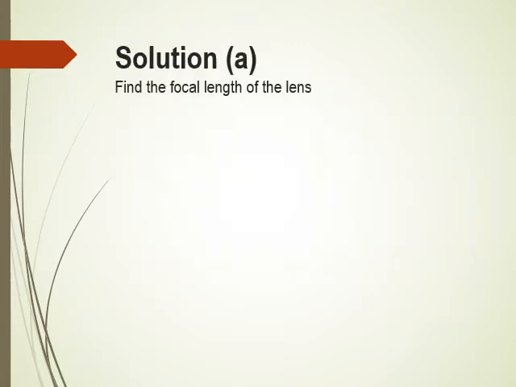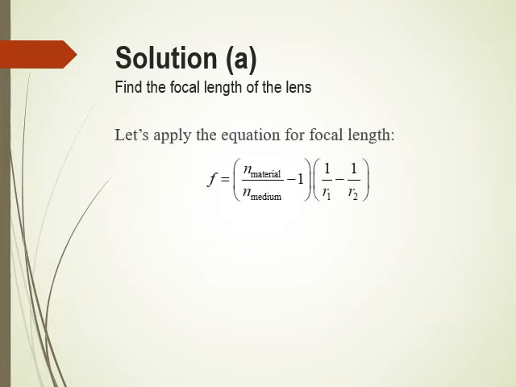So how do we determine the focal length of the lens? You are given the radius of curvature and also the refractive index of the lens. So let's apply the equation for focal length. 1/f equals (n material over n medium minus 1) times (1 over R1 minus 1 over R2).